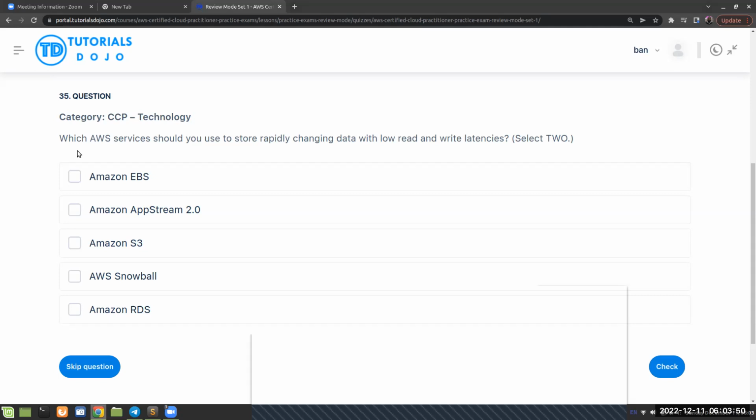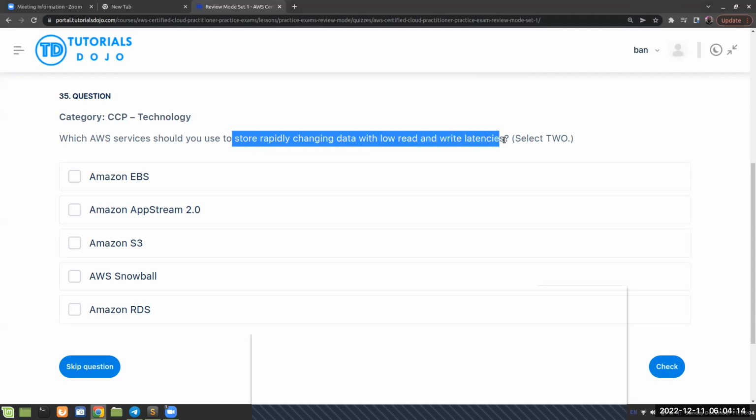For you, let's do: which AWS services should you use to store rapidly changing data with low read and write latencies? Select two. So you need to store rapidly changing data with low read and write latencies. Which of these two will you use? Select two.